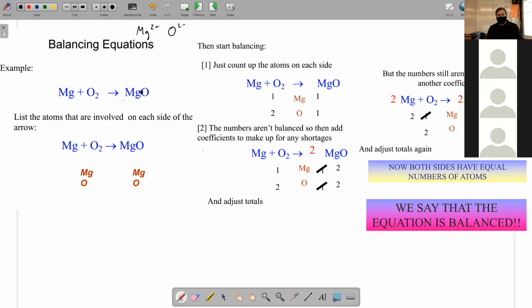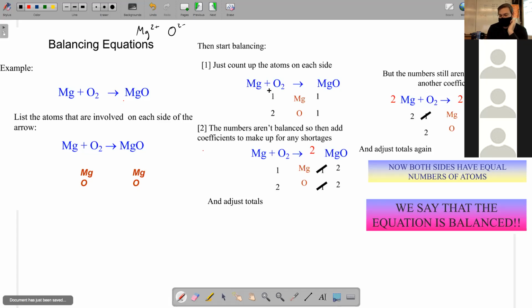A good thing to do is list which elements exist on both sides of the reaction. So a good process that a lot of people find helpful is just make a list of all the elements that appear on both sides. So here, I've got magnesium and I've got oxygen. So you can list, I've got magnesium, I've got oxygen. On this side, there's magnesium and oxygen. And your goal is to demonstrate that there are the same number of atoms on both sides.